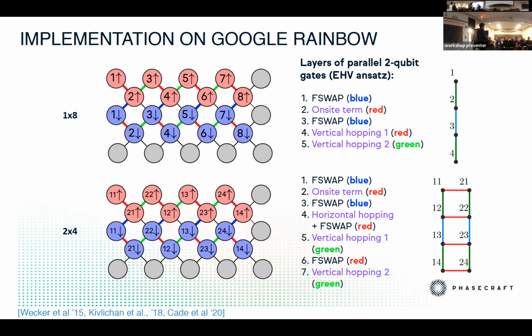So here, for instance, you can see the 2x4 ansatz, and in particular, this is the paradigmatic step of our efficient Hamiltonian variational ansatz, in which we combine the fermionic swap and the horizontal hopping in a single step.